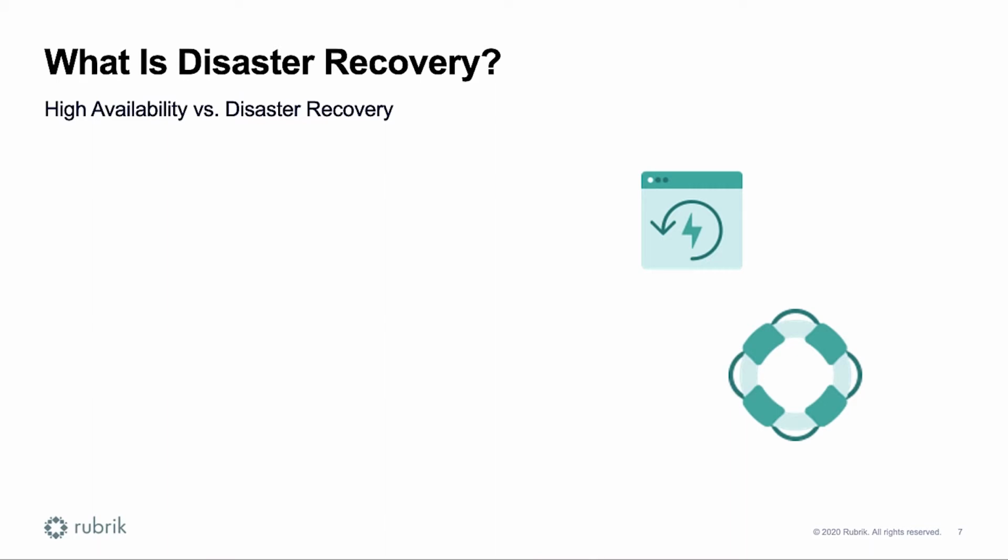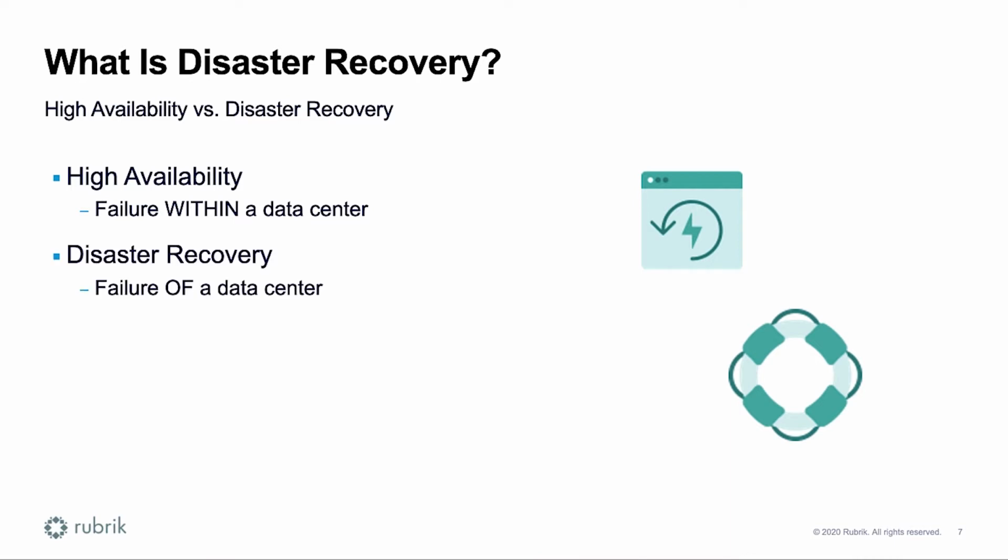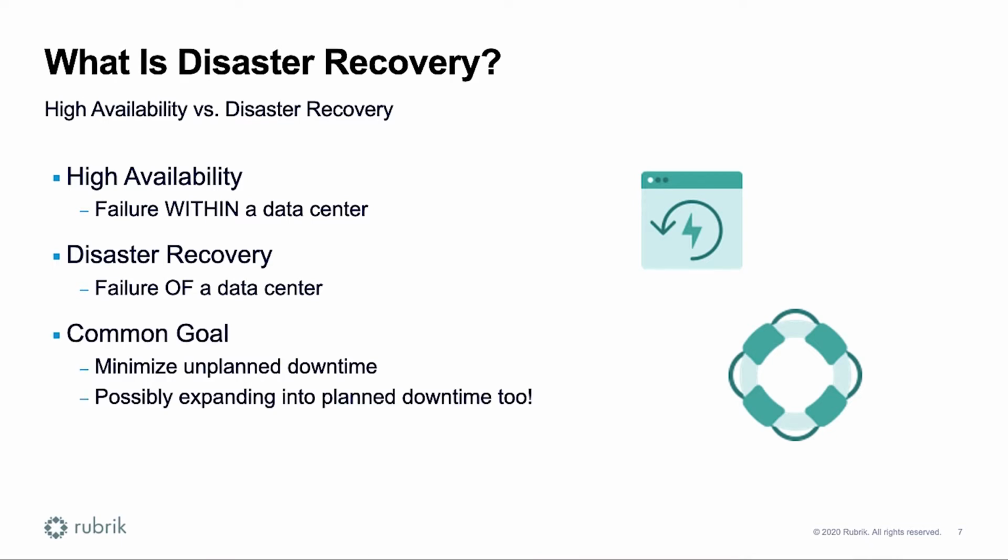Sometimes disaster recovery is confused with high availability. There are two concepts that have interdependencies, but they're not codependent. There's a key distinction between HA and DR. HA focuses on failures of components within a data center, while DR deals with failure of the data center. But they do share one common goal. That's minimizing unplanned downtime. If it's managed properly, it can even be leveraged to minimize required downtime too.